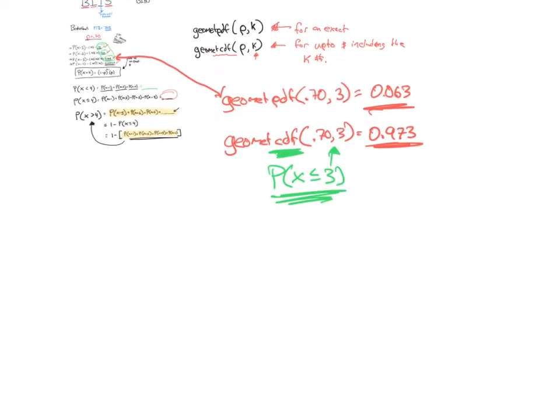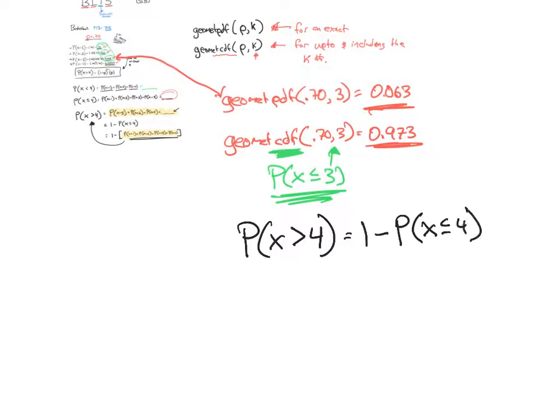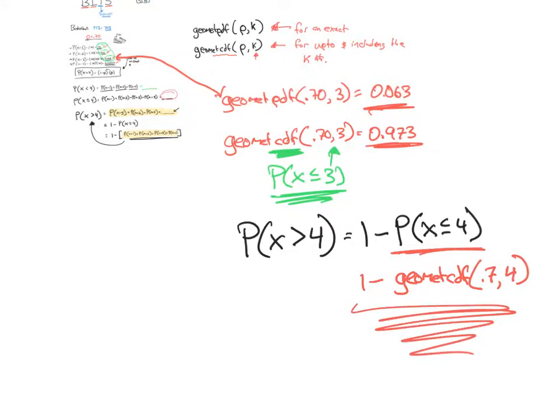What if I wanted this, the probability that X is greater than 4? Well, here's what I would do. 1 minus the probability that X is less than or equal to 4. So how do we chalk this up in our calculator? Well, it's going to be 1 minus GeomCDF, and I'm going to put 0.7, and I'm going to put 4. That's going to get me the answer. And that's going to be the probability that he makes his first shot on anything after the 4th attempt, which should be pretty darn small, if I'm not mistaken.